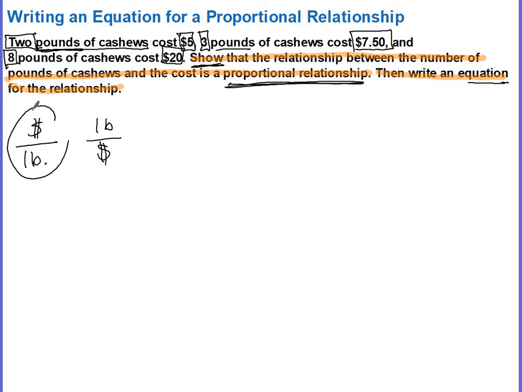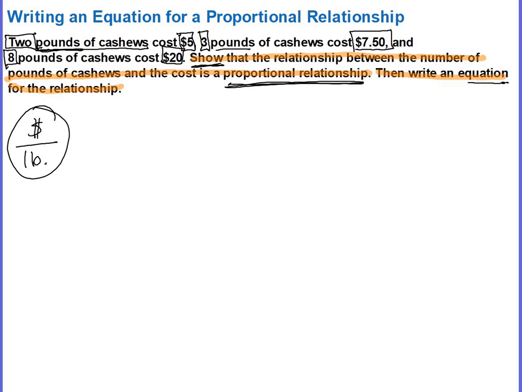And in this case, we know that dollars per pound makes more sense because you're going to pay a certain amount of money for every pound of cashews that you get. You're not going to get a pound of cashews for every dollar amount that you give them. That's not how grocery shopping works. You have to actually figure out what you want and then pay for it based on that.